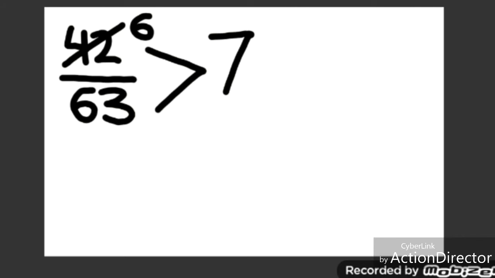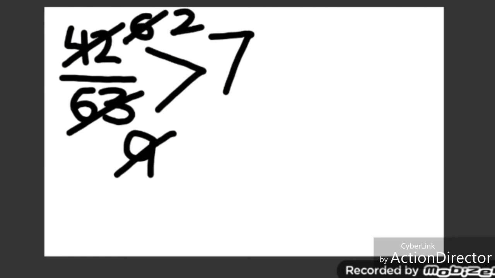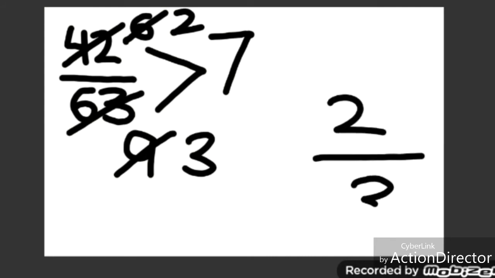And then 63 divided by 7 is 9. But it can be simplified further with the 3 times table, so 3 times 2 is 6 and 3 times 3 is 9. Therefore you'll get as your final answer 2 over 3. So again, it's really basic.